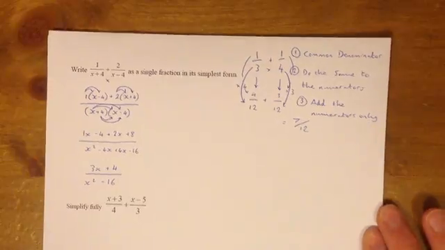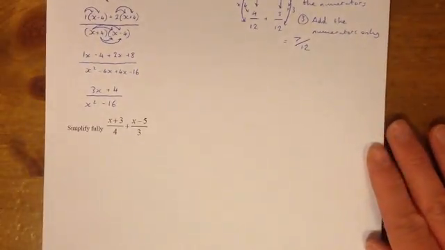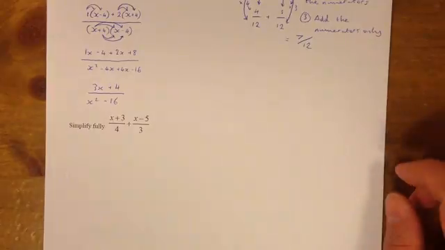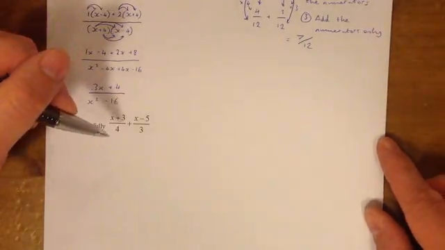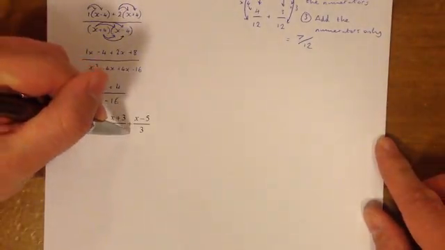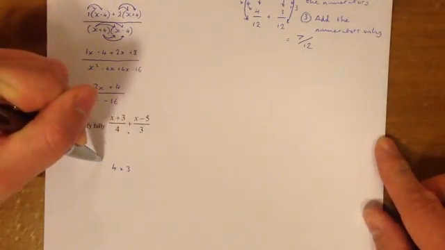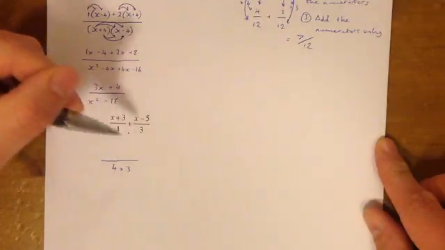Let's have a look at the second question on this sheet and see if we can follow the same method. It looks slightly easier because the denominators are numeric this time, but we'll follow the same method. So step 1, we're going to multiply the denominators together. So we're going to do 4 times 3. So my denominator is going to be 4 times 3, which in a minute we'll find is 12.